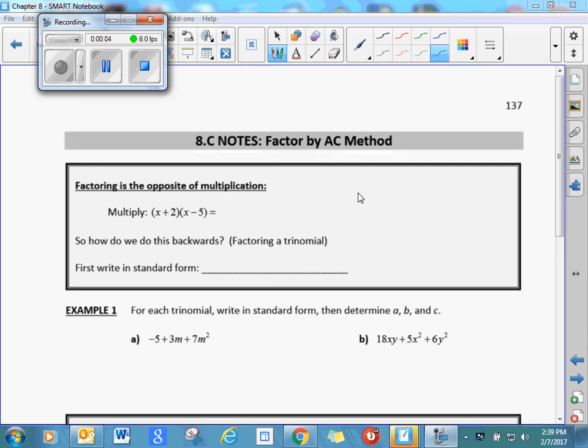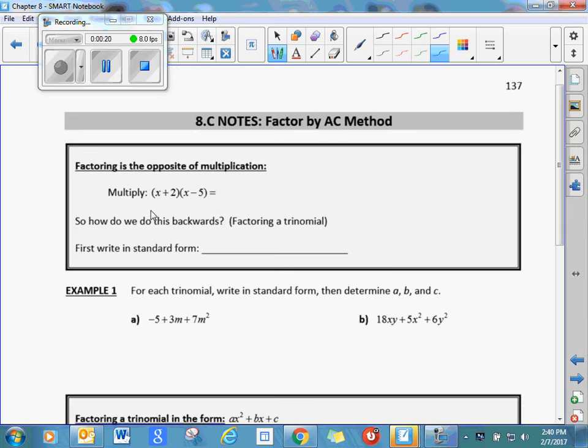Hello, we're on page 137. We are on 8C. We are continuing our quest of all things factoring in Unit 8. And now we're going to talk about yet another method to do yet another process.